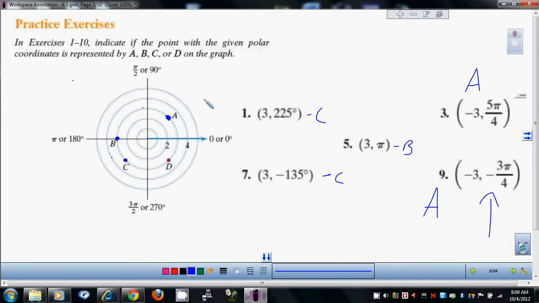Questions about any of those? Polar coordinates? No? Alrighty.